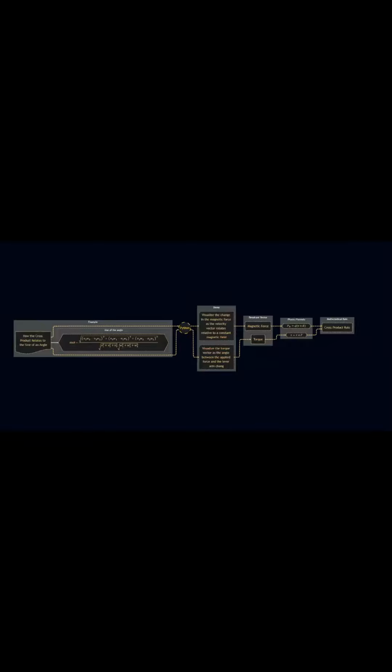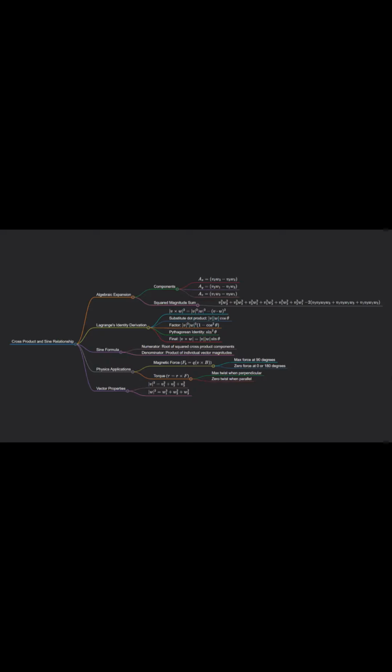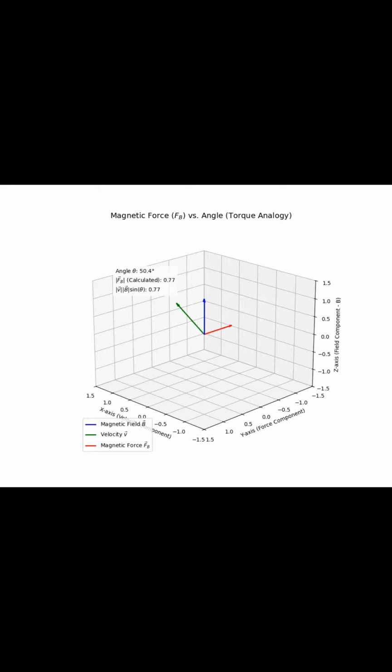The process begins by examining the individual spatial components of two vectors. When we expand the squared magnitude of their cross product, we are left with a complex set of terms involving these components. The most elegant way to make sense of this complexity is through a mathematical bridge known as Lagrange's identity. This identity reveals a deep connection between the cross product and the dot product.